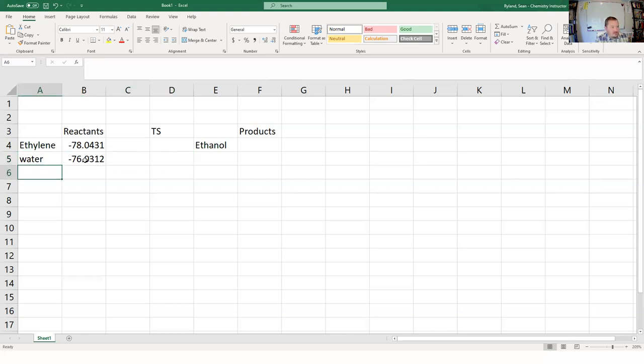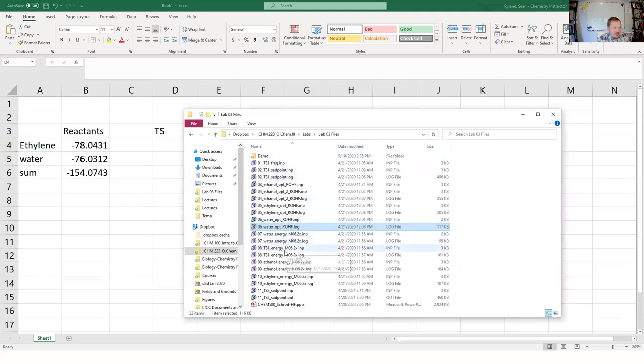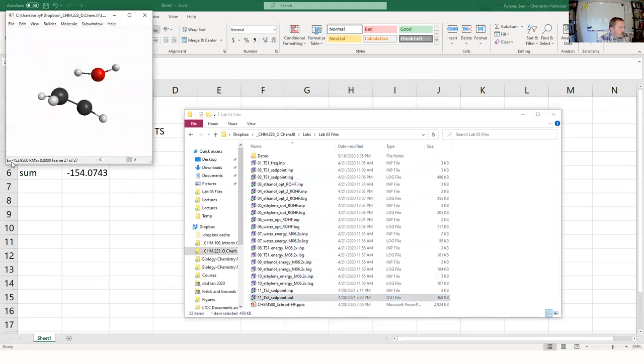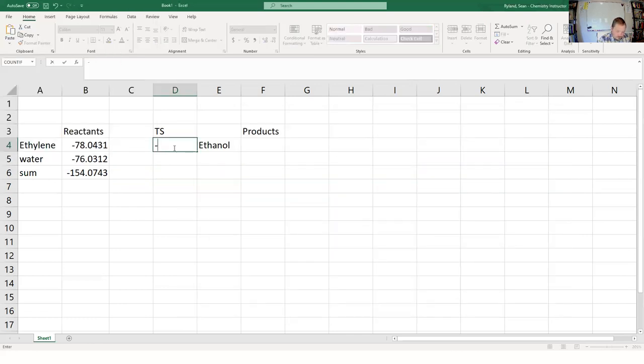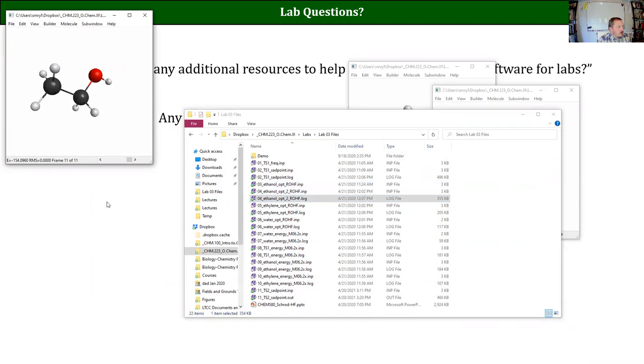If we're going to call this zero, to see what the numbers look like for a potential energy surface, we're just going to do transition state minus the sum of the reactants, and products minus the sum of the reactants. So I'll add the sum of the reactants, negative 154.0743. Then if I look at the transition state and plug that energy in, negative 153.9560. And might as well do ethanol while we're at it, negative 154.0960.